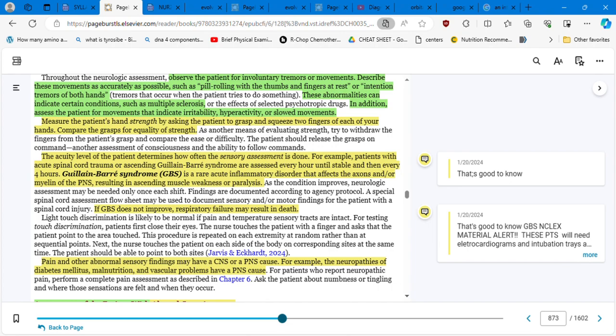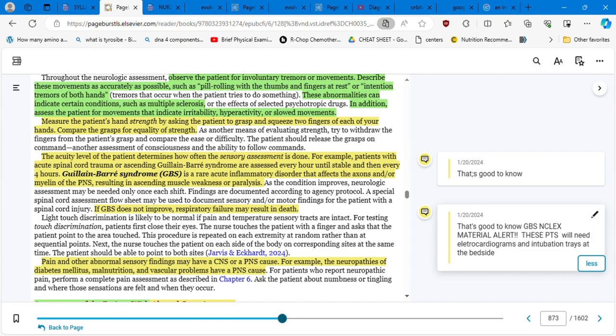So that's good to know. And whatever I'm saying is going to be NCLEX material alert, especially because Guillain-Barré is very related nowadays with COVID-19 and vaccinations. So this is an NCLEX alert. These patients will need electrocardiograms and intubation trays at bedside. So you're doing your assessment every hour, every 4 hours. It's not for nothing. That means that's the speed in which the disease progresses.